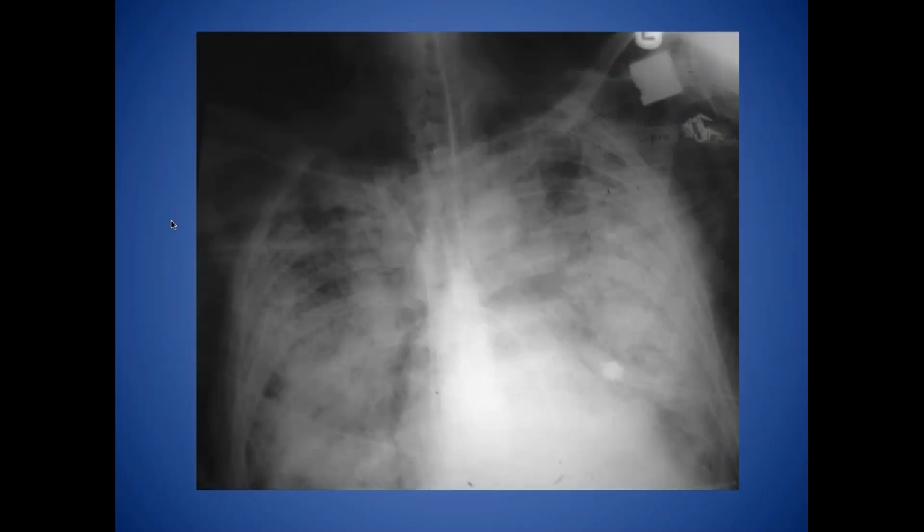Here is pneumomediastinum in a patient who has ARDS. You can see the old-fashioned Swan-Ganz catheter, which is no longer used in ITU settings.